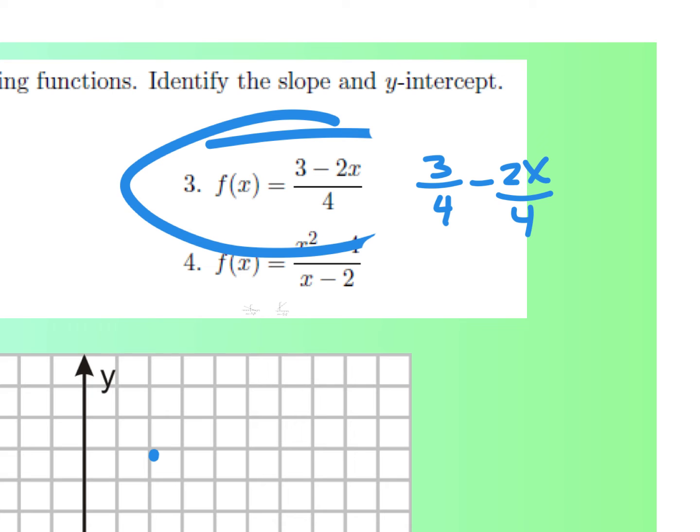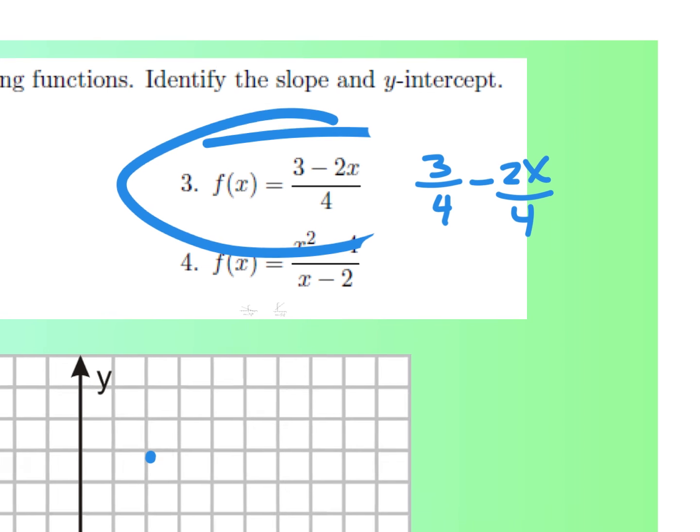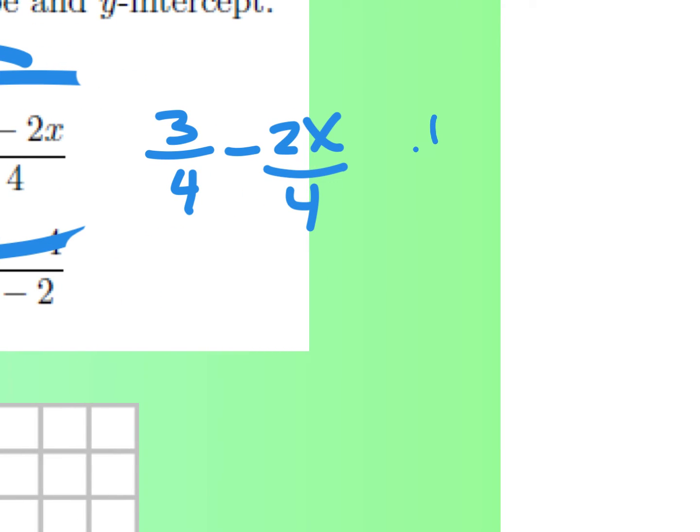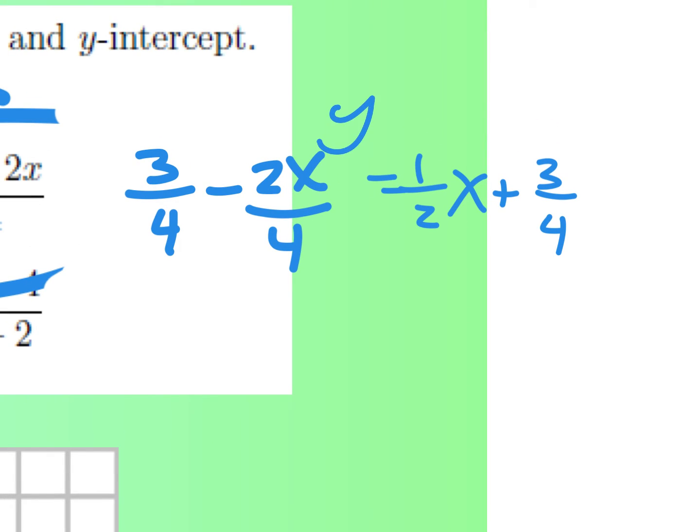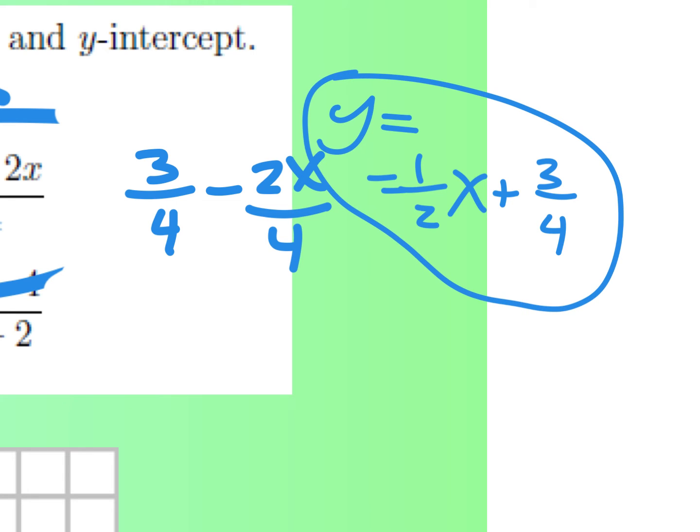Do you get what I just did there? I broke it up into 2 parts. I divided them separately by 4. And then if I rearrange it, it's negative 1/2 x plus 3/4. But I thought you said that they always had to not have fractions. No, that's standard form. We can have fractions in this form.